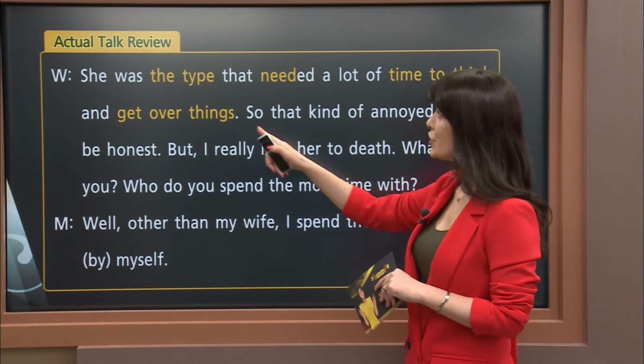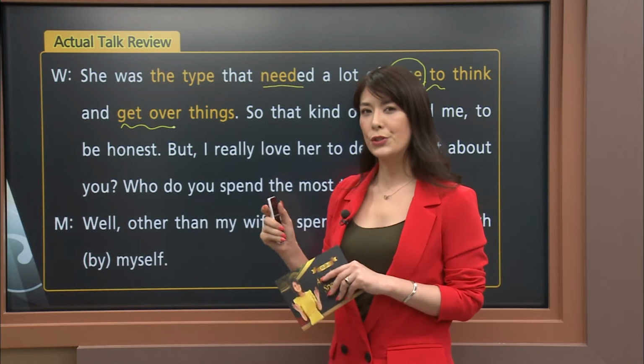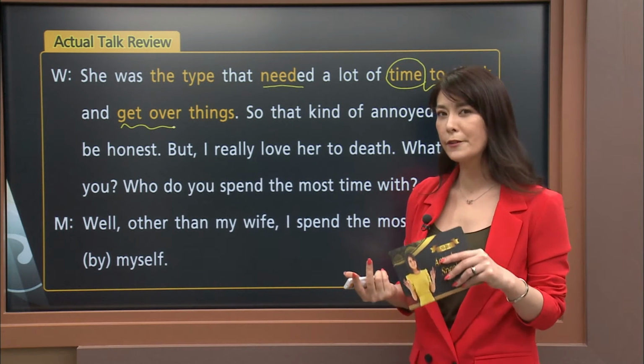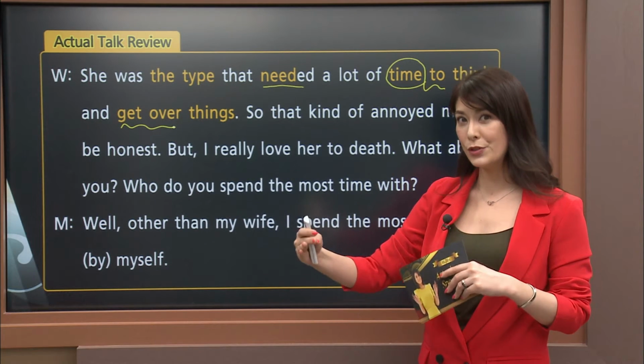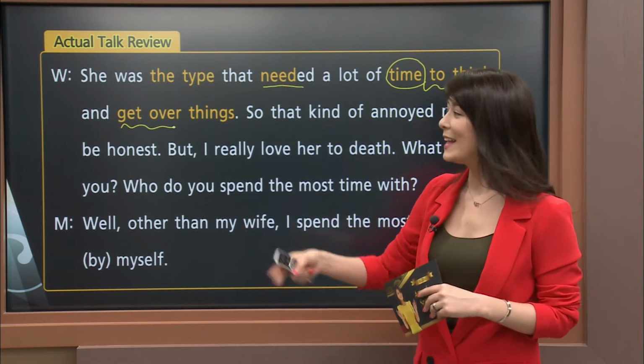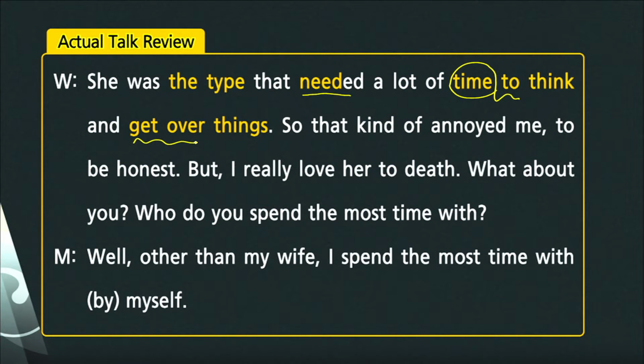Moving on, and she says she was the type that needed a lot of time to think and get over things, okay? Need time to something. So she needed time to think and get over. Get over in this case means to overcome something, recover from something. So if there was a problem, it took her a long time to overcome that problem. Get over problems. So that kind of annoyed me, to be honest, she says. But she says, but I really, really love her to death, meaning I really, really treasure her.